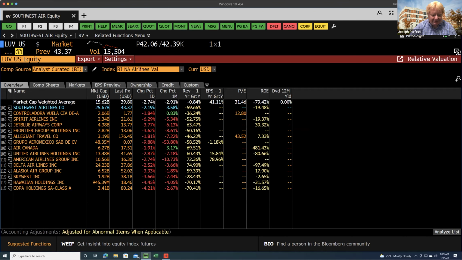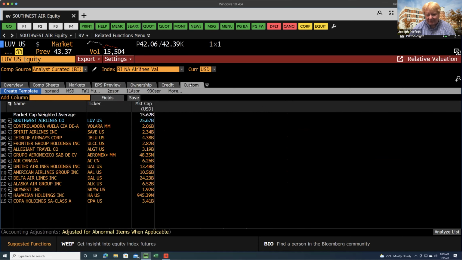Now, it's got all these predefined templates of all these data points that you can get, or I can come over here to custom, which I'm going to do. And this is going to be important to your first graded homework assignment, is I can actually look up any data points that I want. And down here where it says add column, it's asking me what data point do I want to give.